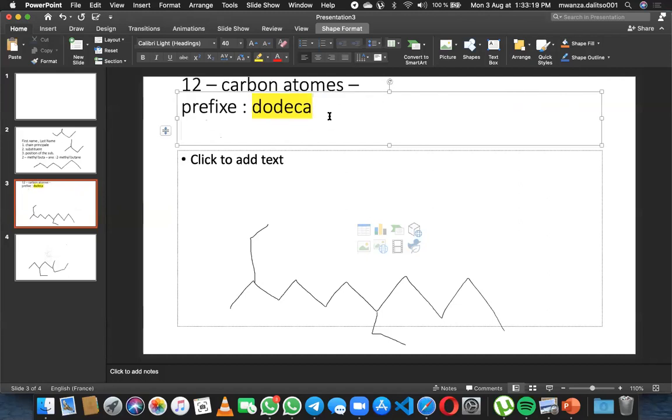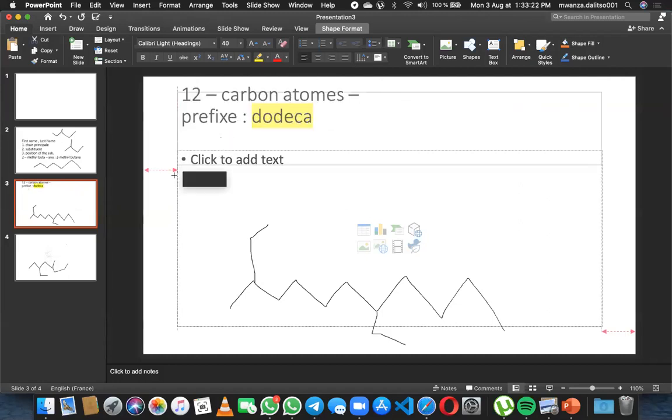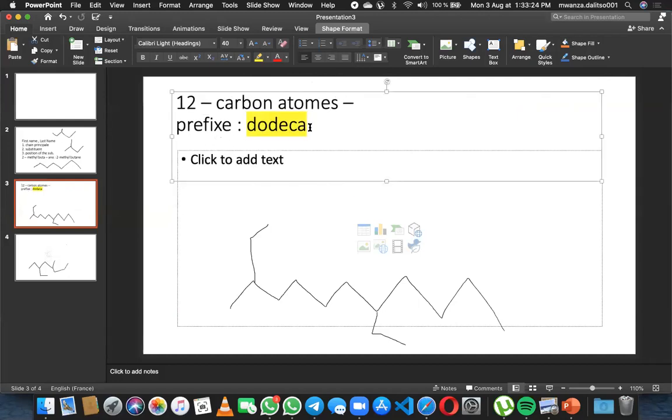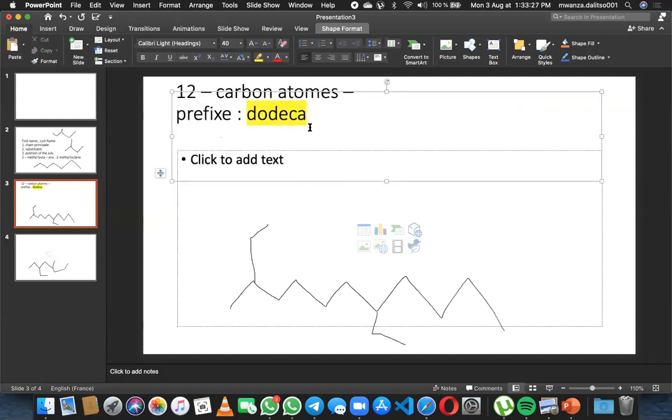So we are saying the prefix and the chain principale, they are one and the same thing. The suffix will be what? The suffix will be ane, because we are dealing with an alkane.